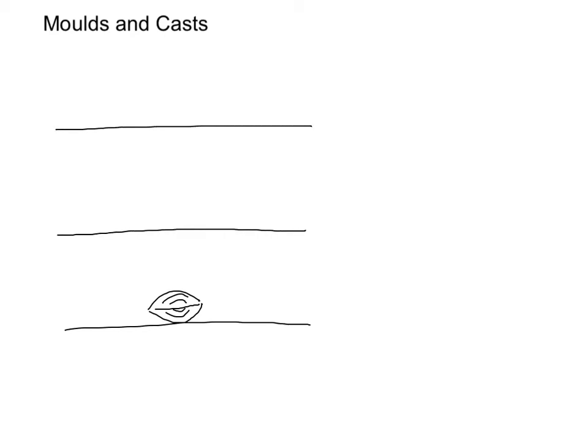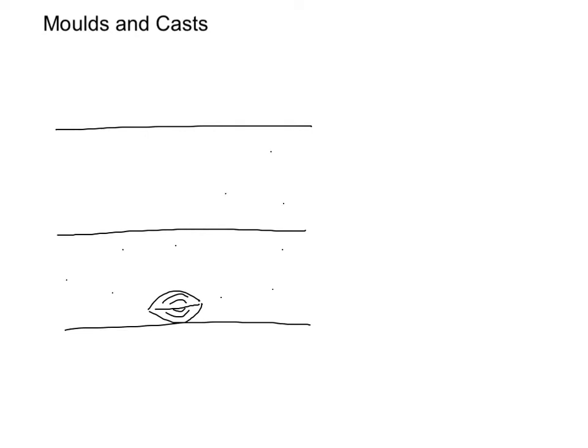So let's take our sediment again. There we go, and we have a fossil. So we've got maybe a bivalve of some sort here. So we've got our bivalve, and it's dead. Again, to be fossilised, it has to be rapidly buried, or else it will be eaten by scavengers or will decay bacterially. So we have our sediment.